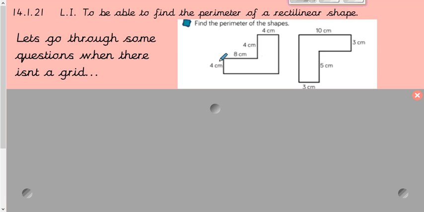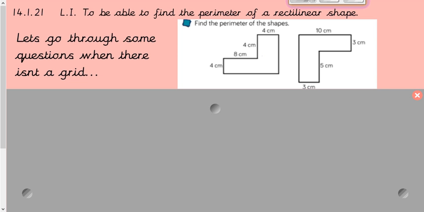So this one, we have some of the measurements already, but it says find the perimeter of the shape. So how do you think we could work out the perimeter of these? Because we don't have these two sides. So to have a think quickly, pause the video, have a think, how could we work out the perimeter of those two shapes?